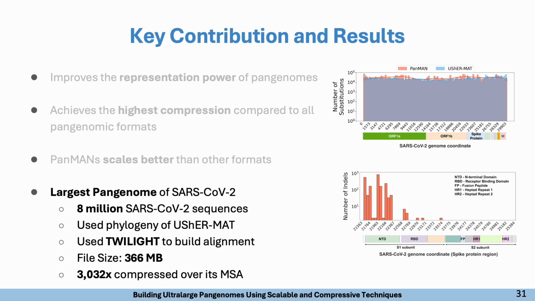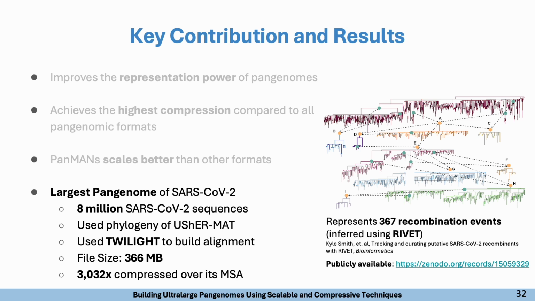We analyze indels in the spike region. Since the S2 subregion in SARS mediates membrane fusion between the virus and the host cell, it is therefore prone to fewer mutations. We found a similar landscape in PanMAN, as shown in the bottom right figure, that is, dominant indels in the S1 subunit and almost no indels in the S2 subunit, which matches with the previous literature. These results provide strong evidence of the high quality of the PanMAN.